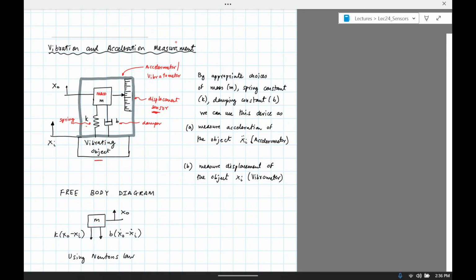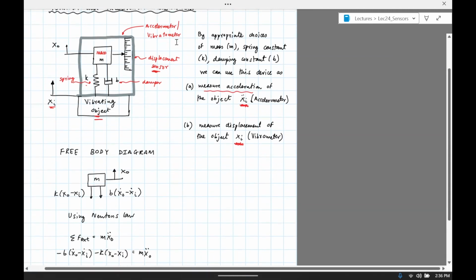So we can use this device in two setups. One is to measure the acceleration: if xi is the position of the vibrating object, the second derivative of xi is the acceleration. If you want to measure just the vibration, it will be the displacement of the object. An example of a vibrometer would be a seismograph to measure the movement of the earth, and accelerometers exist all over. Your phone, an iPhone, would have an accelerometer in it. However, I don't think they use something like this.